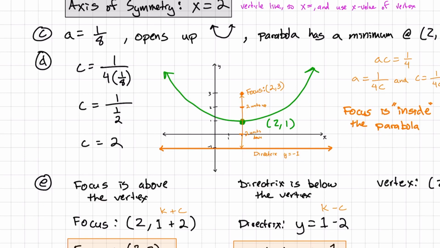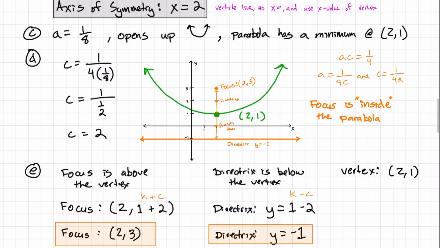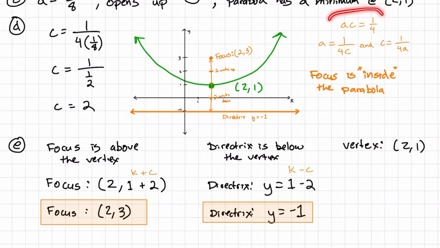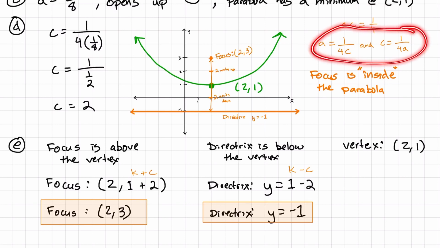All right, now to the new part. What about this C business? I'm going to need to graph my focus, so where do I do that? Well, remember, A times C is 1/4. If you remember that A times C is 1/4, then you can get two different formulas depending on if you need to know A or C. We're needing to know C in this case, so it's just going to be 1 over 4A. So I plug in my A, which is an eighth. 4 times 1/8 is 1/2, and 1 over 1/2 is just 2. So that means that my C is 2.